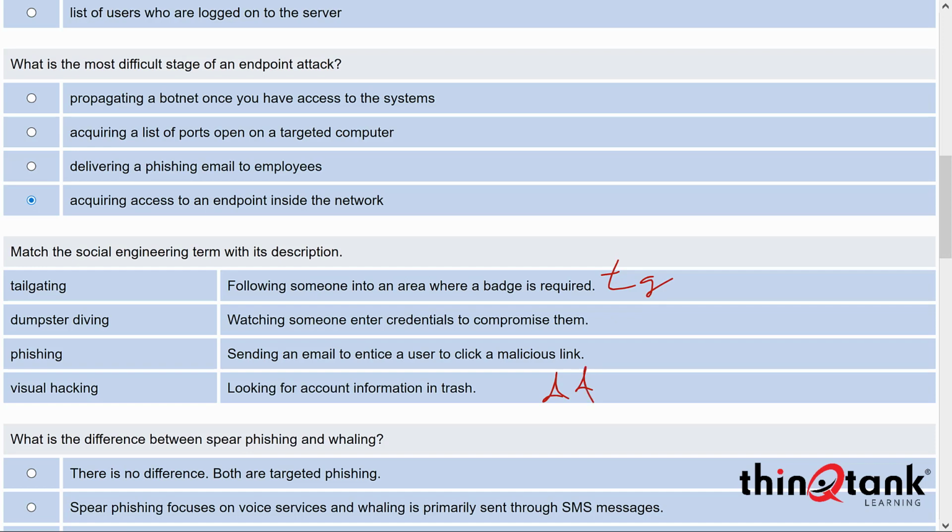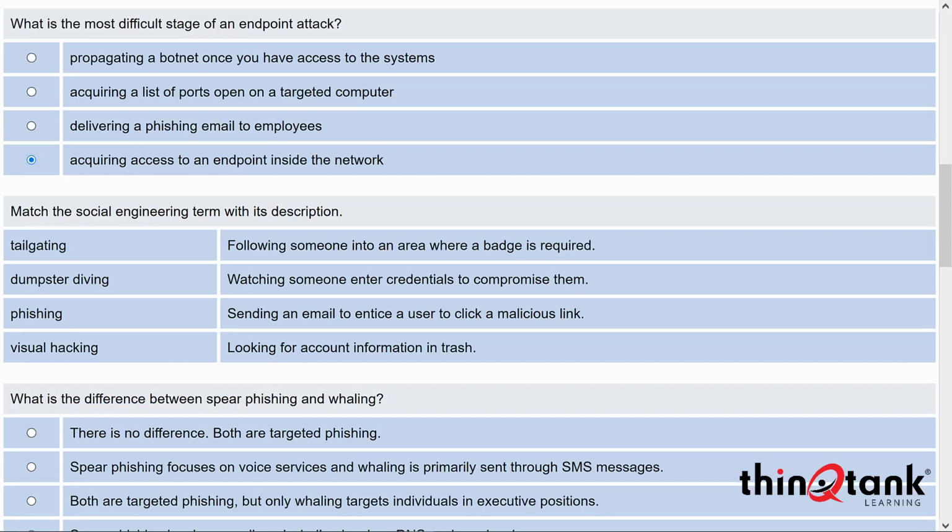Watching someone enter their credentials to compromise them, visual hacking, and then sending an email to entice a user to click a malicious link. That is phishing, without a doubt. All right. If only the questions on the test were this simple.